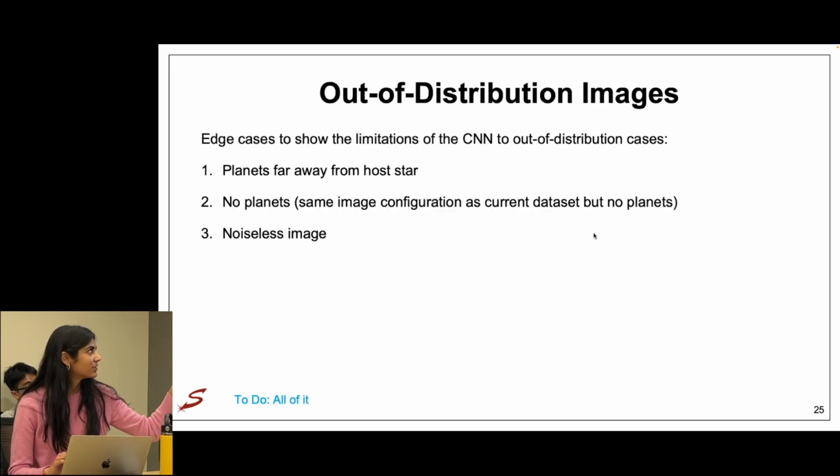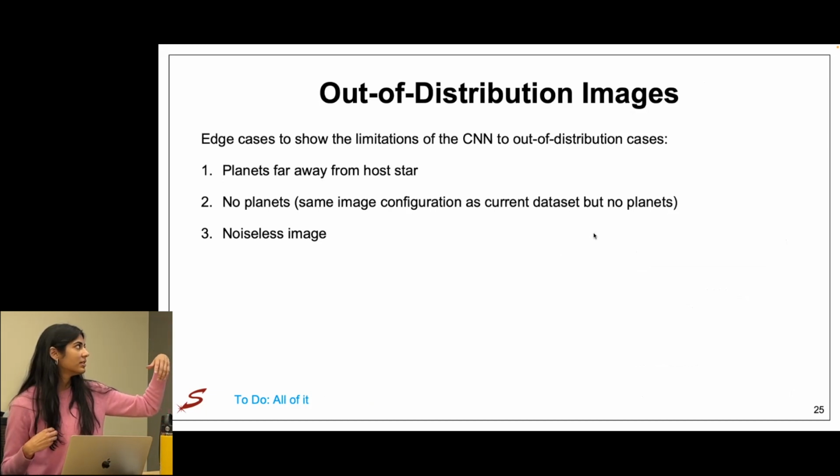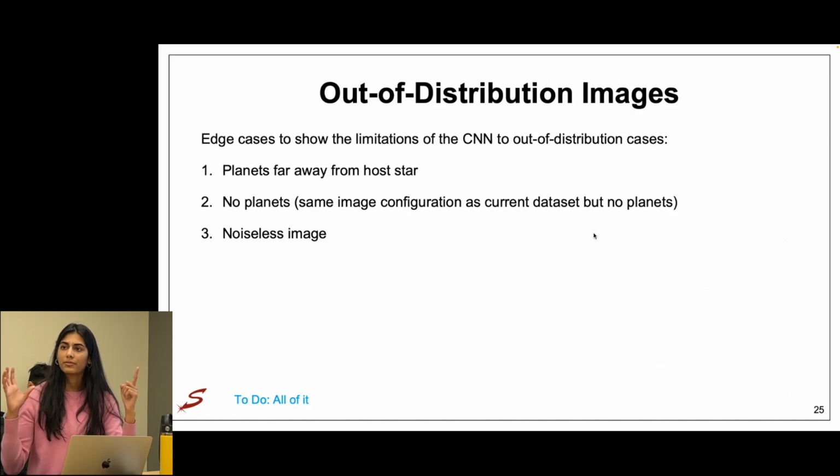Okay, this is a to-do as well. So I'm going to show some out-of-distribution images. I'm generating some out-of-distribution images using Sister. The limiting cases that I want to qualitatively address here is what happens when the planets are far away from the host star, because in most of our images, the planets are clustered pretty close to the host star.